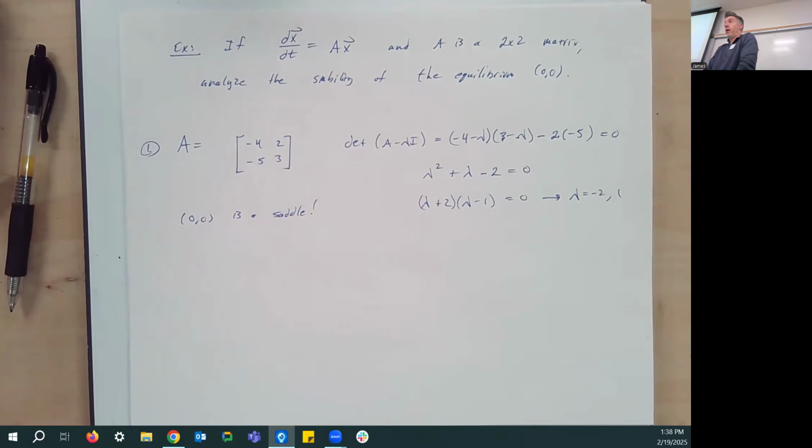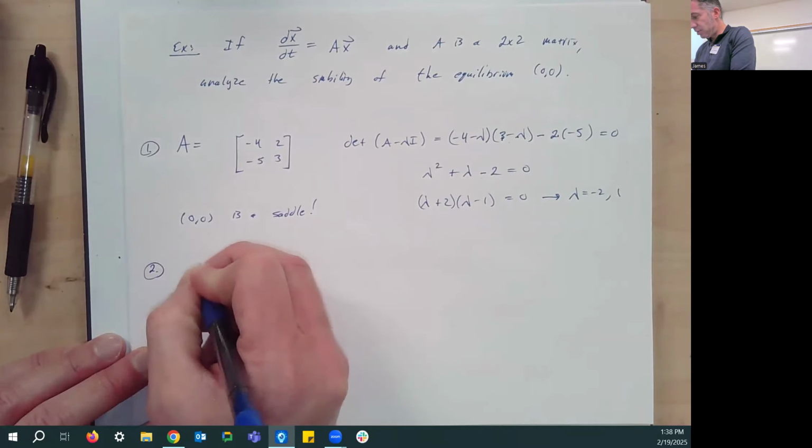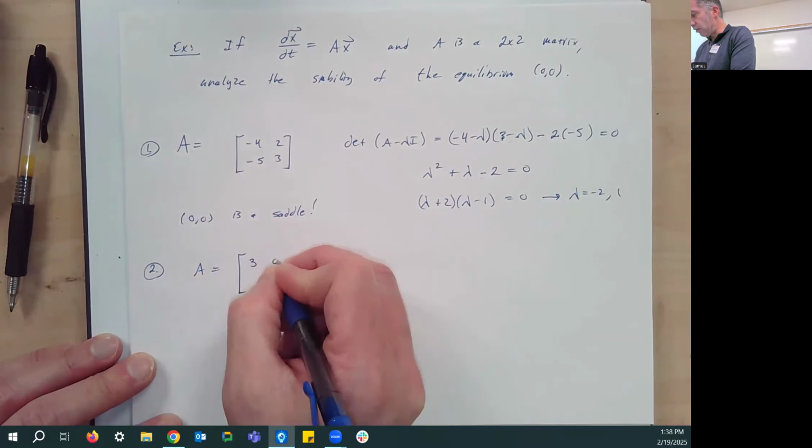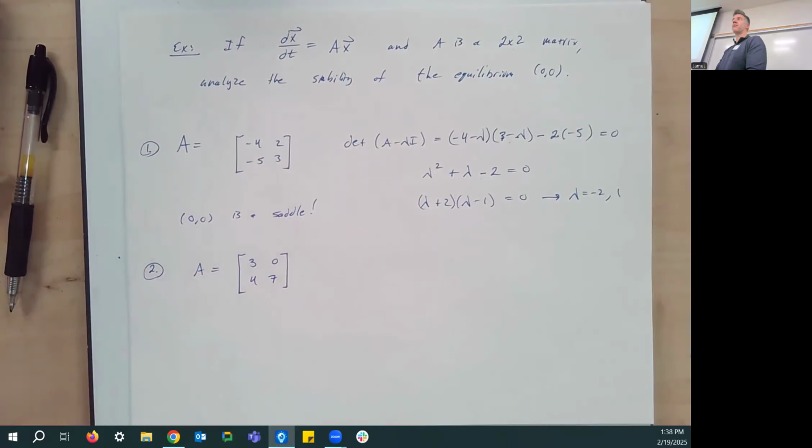All we have to do, right? There's no other work to do here if we're just being asked to classify this. Okay, I'm gonna give you guys an easy one. So let's say our matrix is 3, 0, 4, 7. You already know the eigenvalues. You should already know the eigenvalues.